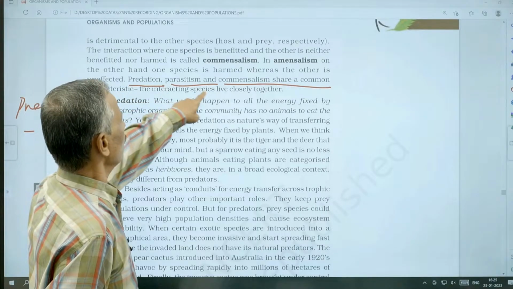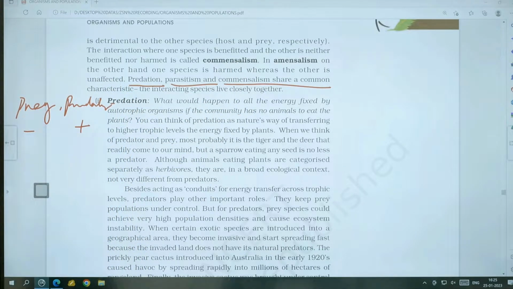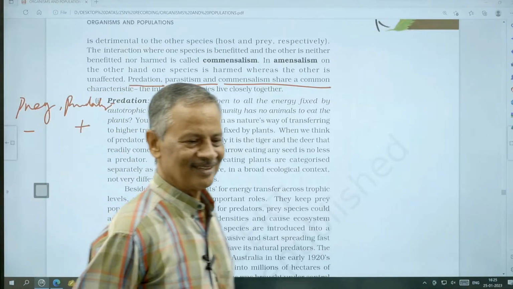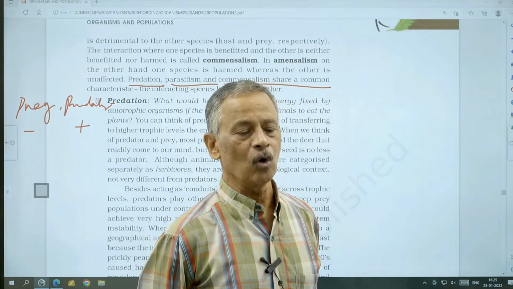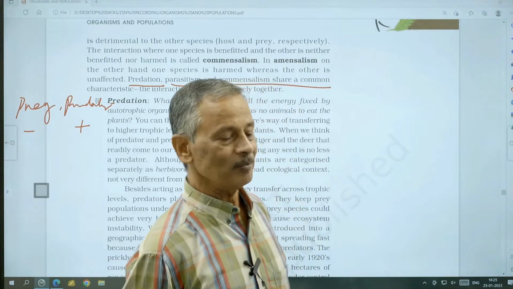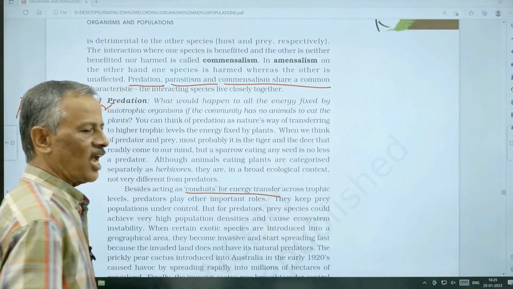The interacting species will be living close together. So, prey-predator. Don't think that only carnivores are predators. No, even a herbivore, a bird eating a seed, is also a type of predation. And it is by predation that most of the organisms are getting energy. Animals are getting energy by eating others. Even a herbivore has to get energy by eating plant materials. So it acts as a conduit for energy transfer, a channel through which energy is flowing.